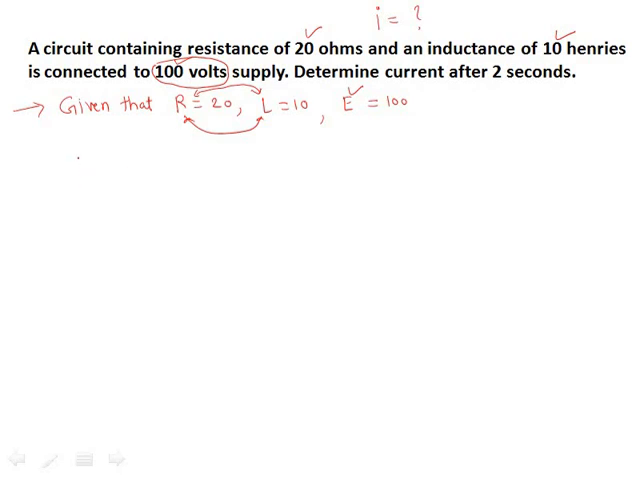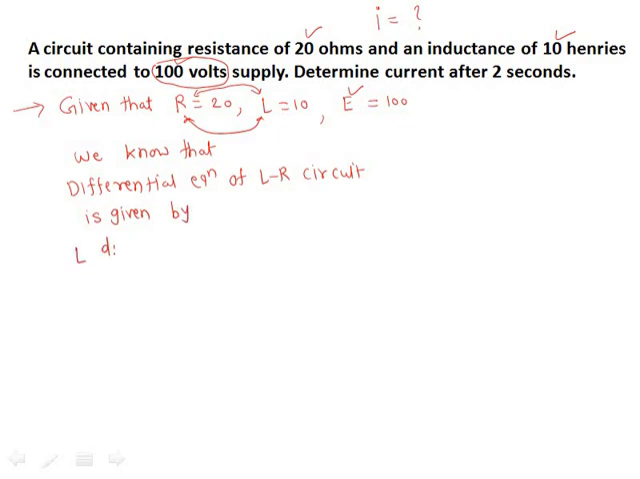So here I will write down, we know that the differential equation of LR circuit is given by: for L we will use L di by dt, then we will put a plus sign. For R we will use Ri, and the right hand side is fixed, that is E.